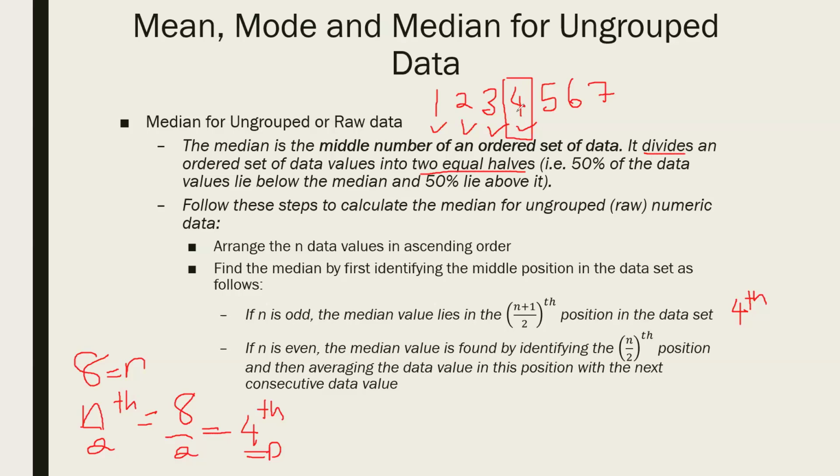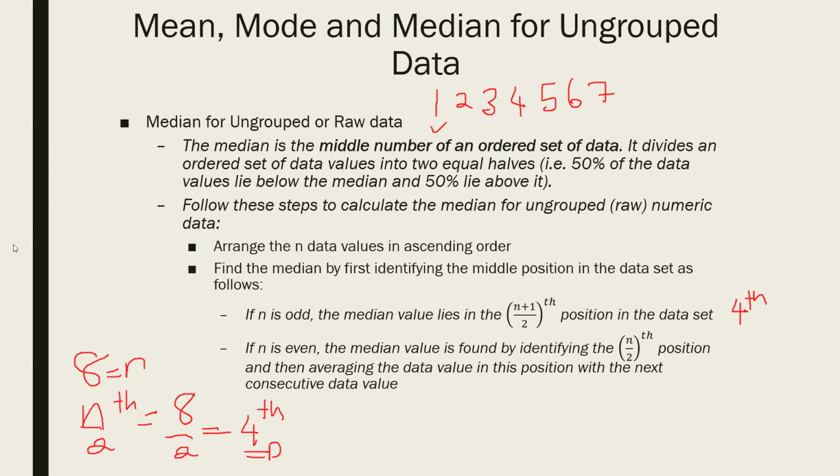So this value, does it divide the data into 2 equal halves? Yes. Why? There are 3 positions on the left side and there are 3 positions on the right side. So the number of values on the left is equal to the number of values on the right side. This means that this position here is a median position.